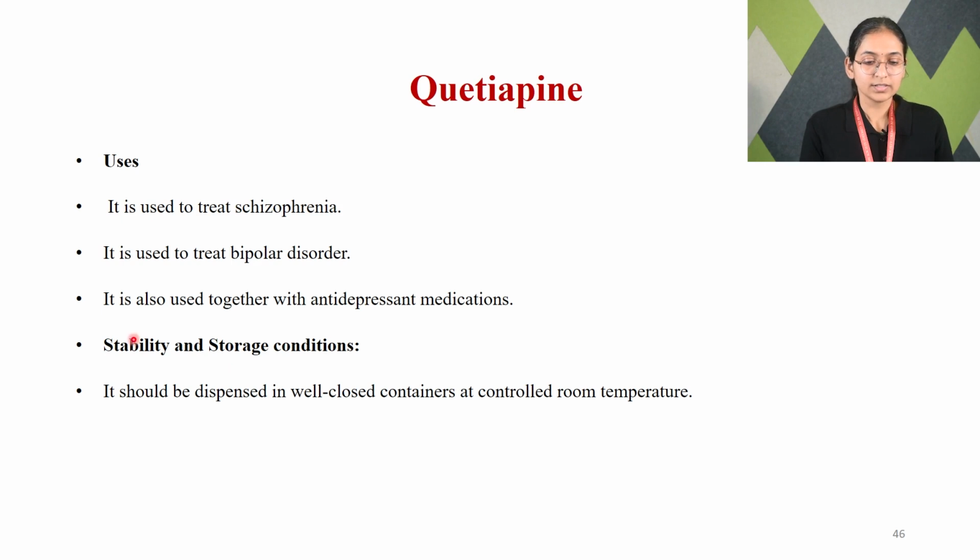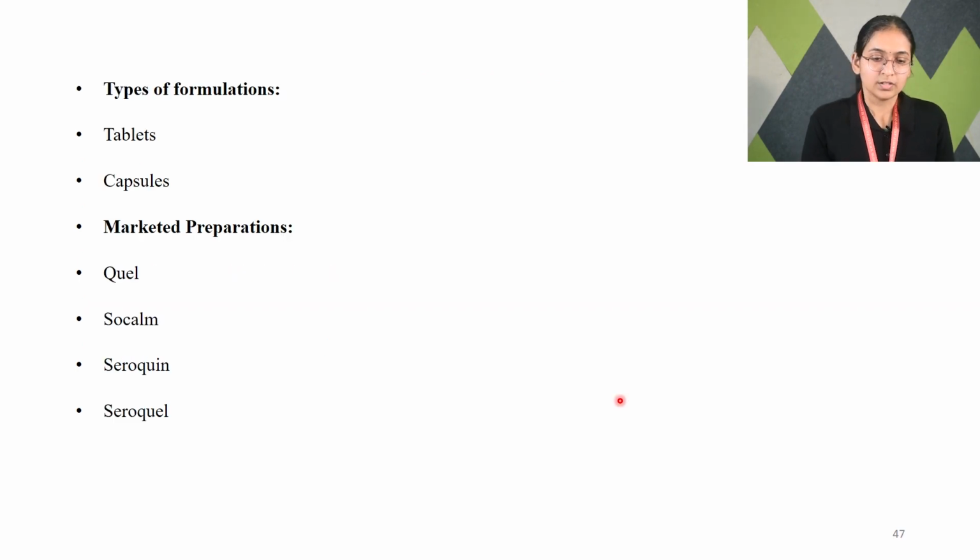Next is its storage and stability. It should be dispensed in a well closed container at controlled room temperature. The types of formulations include tablets and capsules. Marketed preparations: Coel, Socalam, Securin and Sequel.